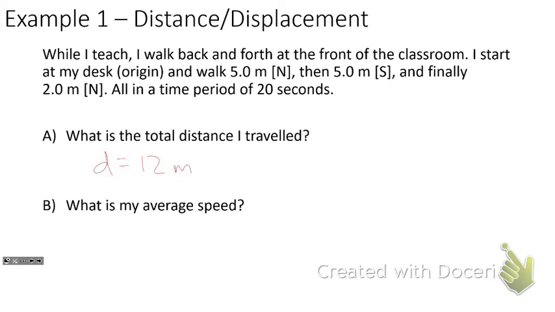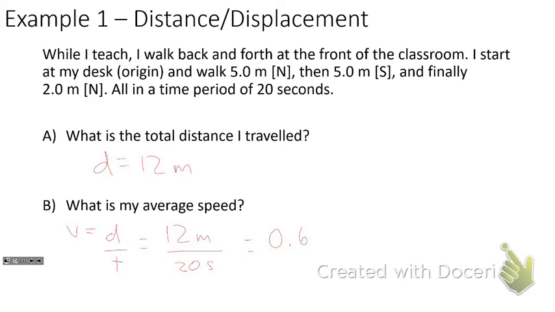Okay, so now my average speed. Remember, average speed is v equals distance over time. No vector caps, because these are scalar quantities. I walked 12 meters in a total of 20 seconds. So we punch that into our calculator, and we get a value of 0.6 meters per second.